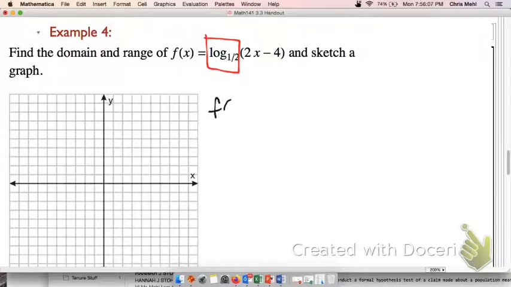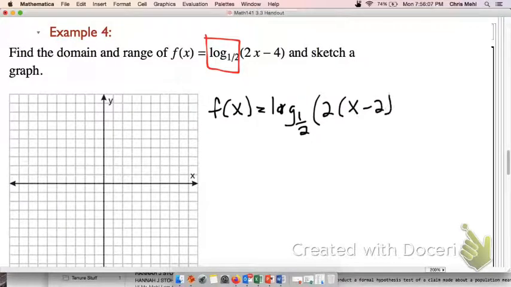Now, the first thing I'm going to do here is factor the 2 out of the 2x minus 4. And if you think about transformations, that means that a is going to be 2 and b is also going to be 2. So we're going to be doing a horizontal compression by a factor of 1/2. And then we are also going to be doing a shift to the right 2 units.